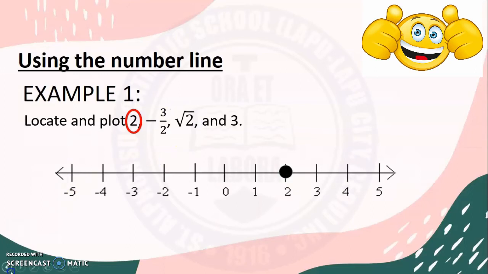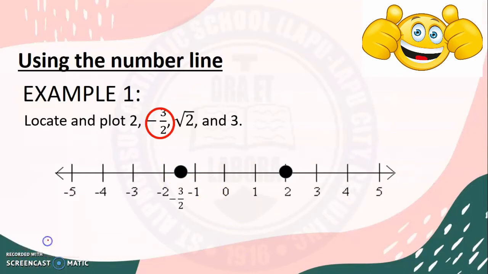Next, negative 3 over 2. Negative 3 over 2 is just equal to negative 1.5 because 3 divided by 2 is 1.5. So that means this is just between negative 1 and negative 2. So if we are going to plot, it is located this part.